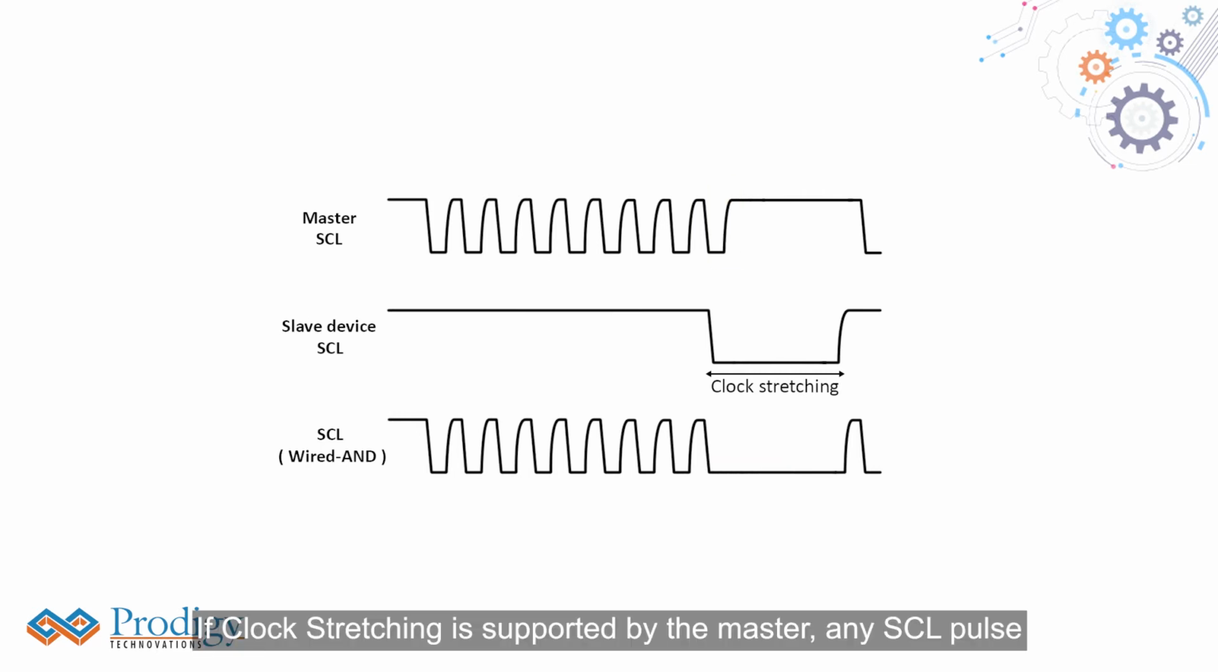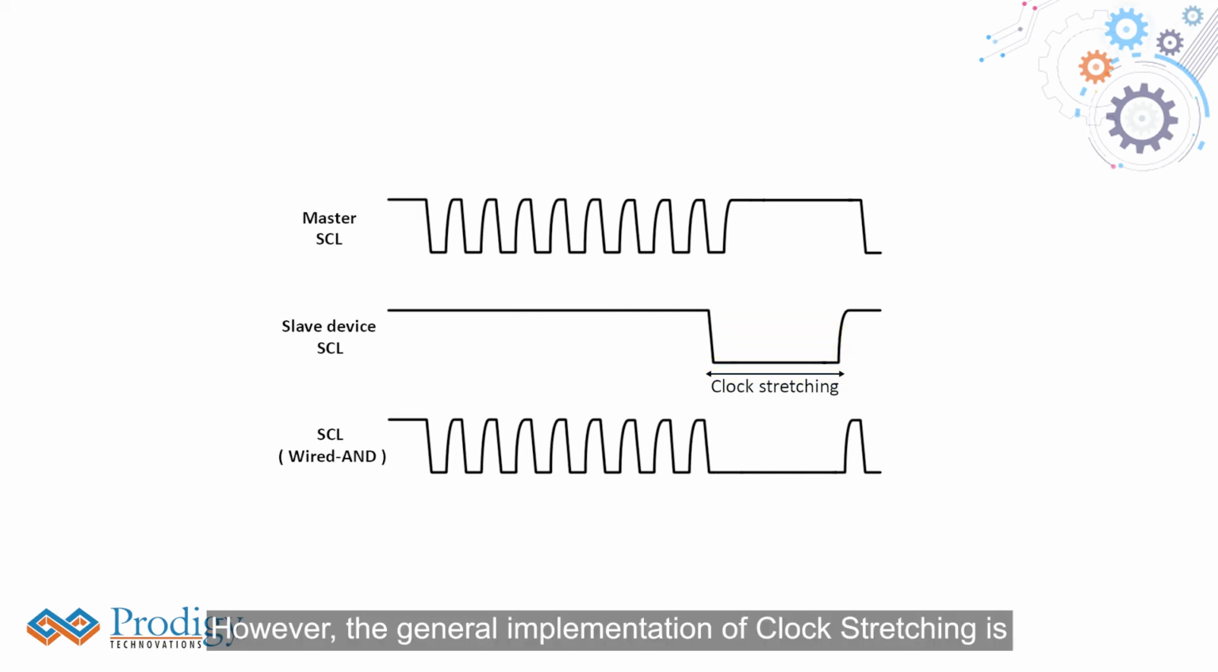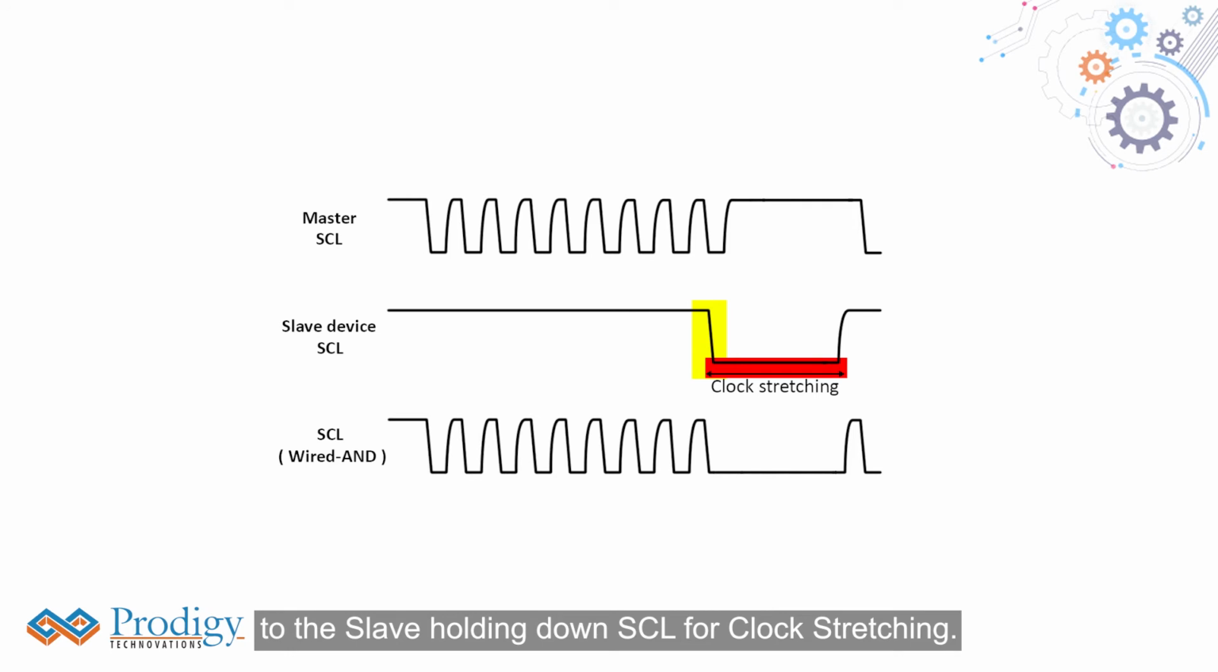If clock stretching is supported by the master, any SCL pulse can be clock stretched by the slave device. However, the general implementation of clock stretching is done with the SCL pulse around the acknowledge bit. According to the I2C specification, there is no time limit to the slave holding down SCL for clock stretching.